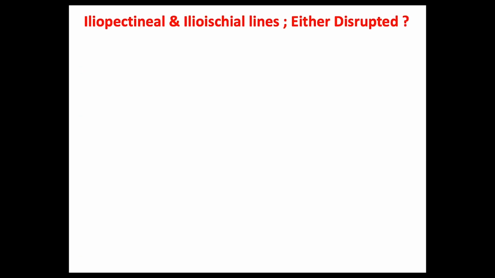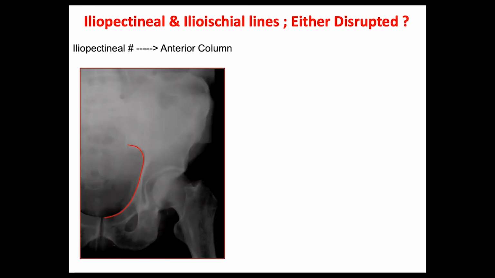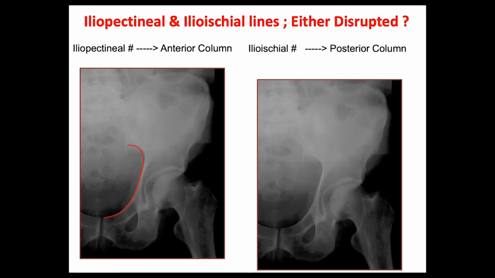Next to that, we need to evaluate the iliopectineal as well as the ilioischial lines. If there is disruption of the iliopectineal line, this would represent anterior column fracture. If there is disruption of the ilioischial line, this would represent posterior column fracture. And if there is an associated disruption of the posterior rim, this would represent associated posterior column with posterior wall fracture.